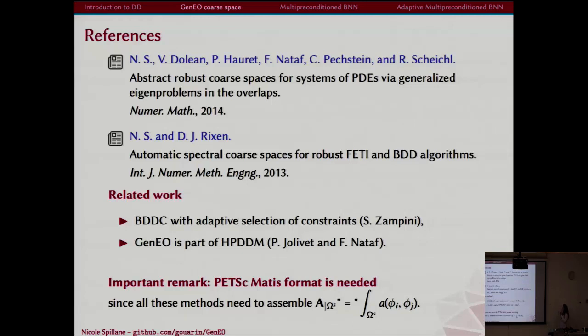So at this point, I want to make one important remark, which is something that I have mentioned, but sort of flew over, and this is that we do need a lot of information on our problem. We need more than just a global matrix A, because we need to be able to assemble the problems over the subdomains. So basically, in PETSc language, what I'm saying is that we need the matrix in MATIS format.